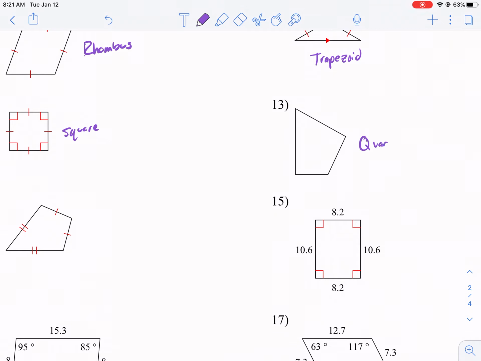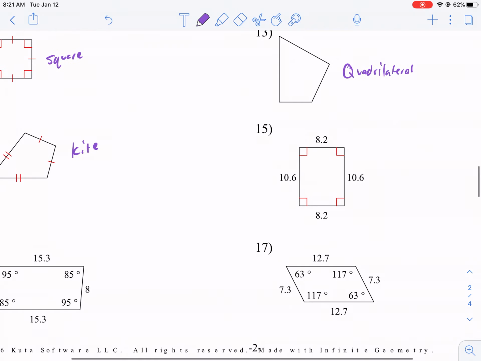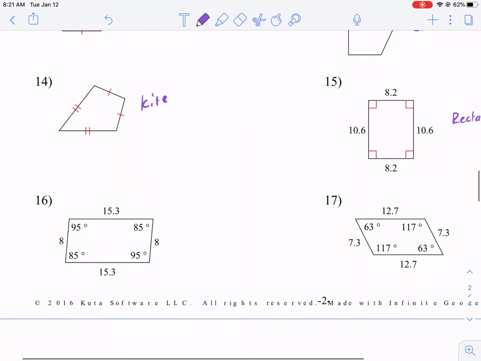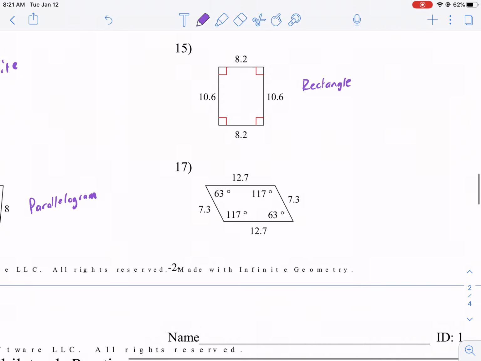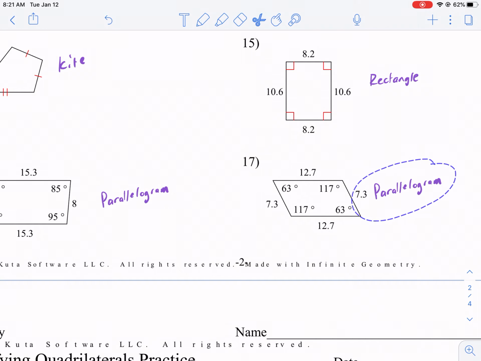We don't know anything about this guy. He is simply a quadrilateral. This one's a kite. This one's going to be a rectangle, even though it's also a parallelogram and a quadrilateral. This one just is a parallelogram. Okay, it's not a rectangle and it's not a rhombus, so it's just a parallelogram. And then it looks like we have another parallelogram here. Copy, paste. Copy, paste. That's all there is to this one.